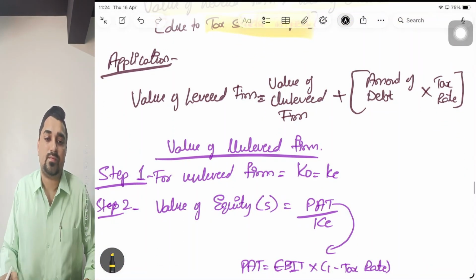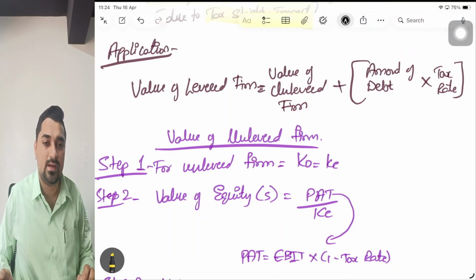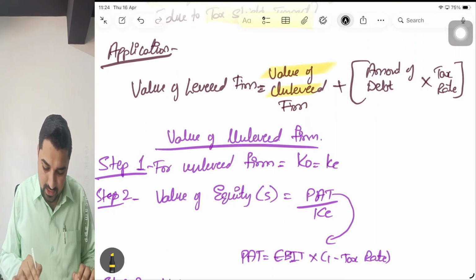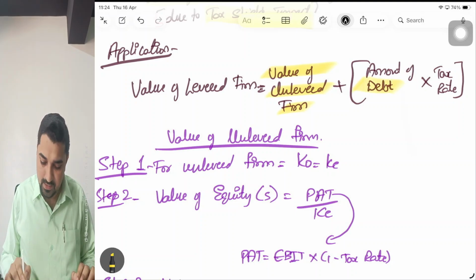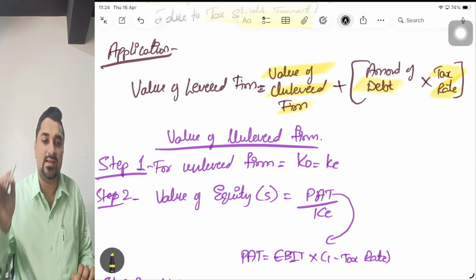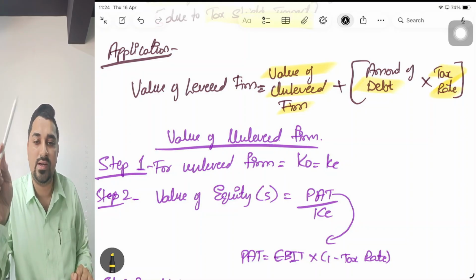Now what is the application? Application is value of levered firm. How do you calculate value of levered firm? Value of levered firm is value of unlevered firm plus amount of debt into tax rate. Value of levered firm will always be higher than value of unlevered firm. What is the formula to calculate value of levered firm? Value of levered firm is value of unlevered firm plus amount of debt into tax rate.